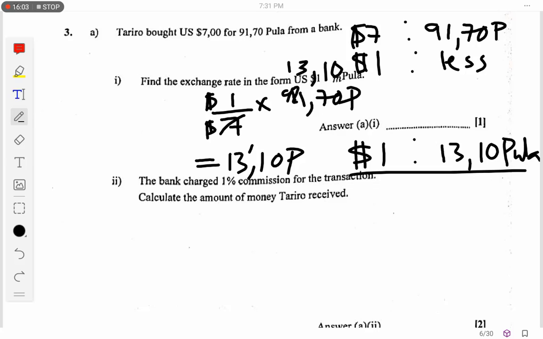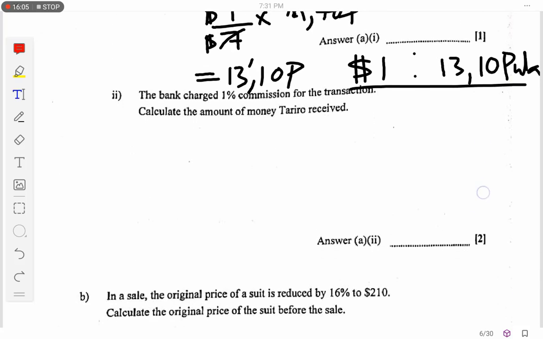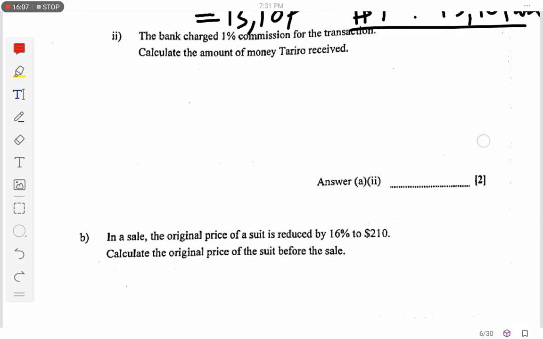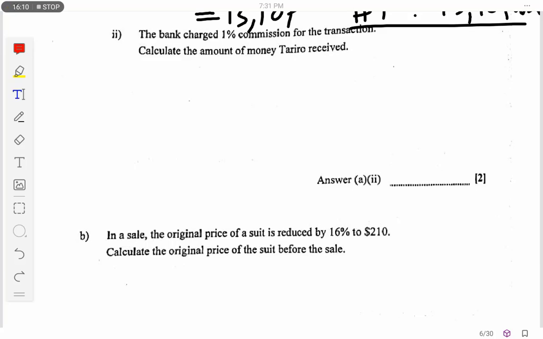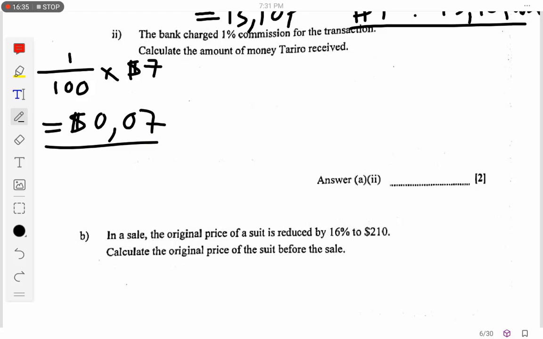Okay, let's move on to the next question. The bank charged a 1% commission for the transaction. Calculate the amount of money Tariro received. So for you to get the amount of money, you can calculate 1% of $7. So you can even say 1/100 times the money, $7. Then you get 0.07. This is the commission.